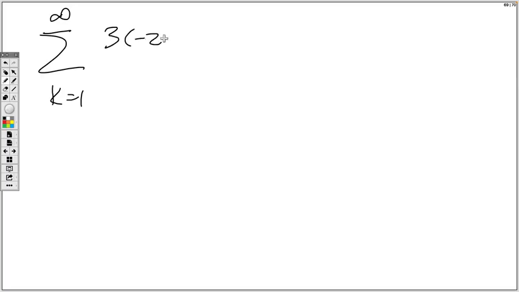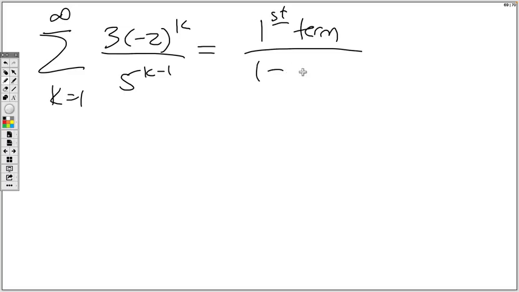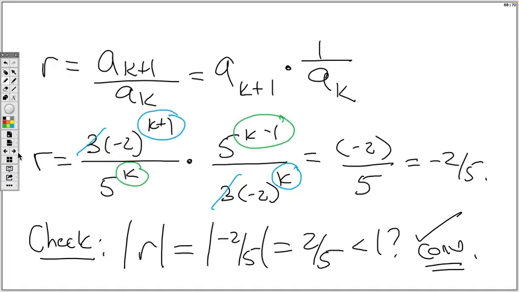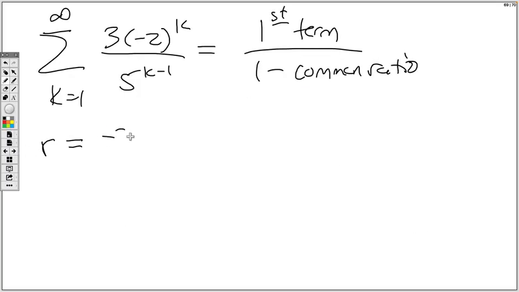The sum of 3 times negative 2 to the k over 5 to the k minus 1 is going to converge to a over 1 minus r, the first term over 1 minus the common ratio. So the common ratio r we determined. We needed that to prove it was geometric. That's negative 2/5. How do I get the first term?